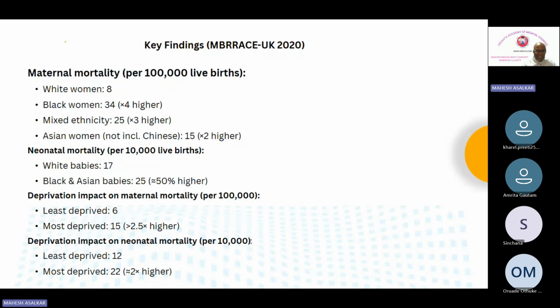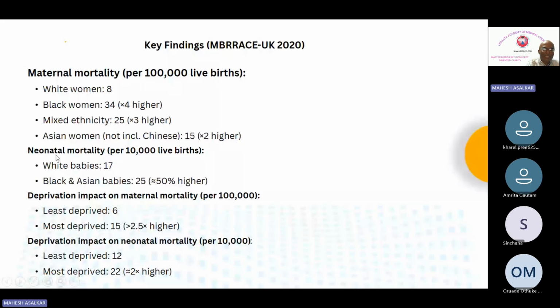Then mixed ethnicity 3 times higher, that is 25. And Asian women, not inclusive of Chinese, around 15, that is 2 times higher. So remember the baseline 8, then black women have 4 times, mixed ethnicity 3 times, Asian women 2 times, and accordingly the figures are 8, 15, 25 and 34. So these figures you need to remember, because these are numericals, and most candidates get confused in the examination. But these are the questions which are frequently asked.